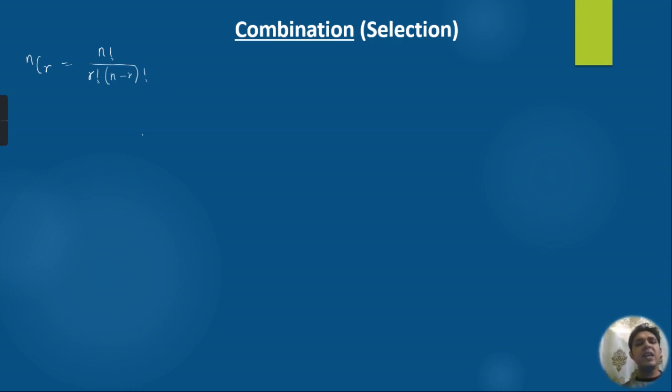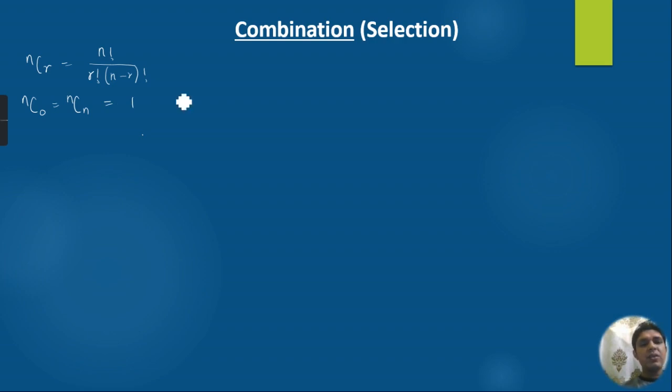Now let me tell you some abbreviations of this formula, wherein I put some values of n and r and show how to open it. When I say I have to select zero things out of n, this is equal to selecting n things out of n, and the value will be 1. You can simply put the values in the above formula and get the answer 1.